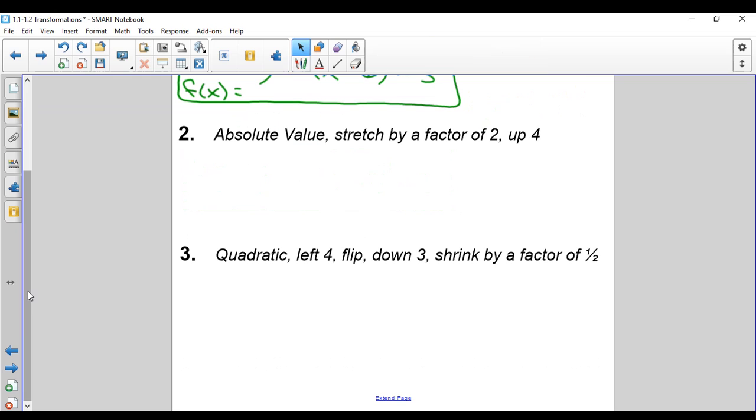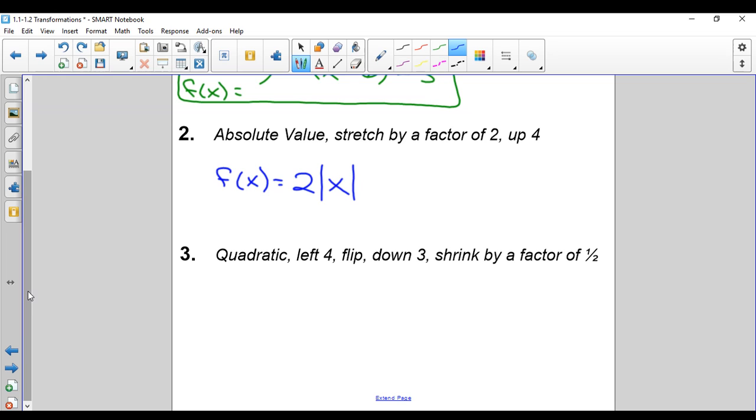Next one. Absolute value plus a stretch by a factor of 2. And then it also moves up 4. So I'm going to use f of x equals this time. There's a stretch, so that means that goes out front. That's an a value. There's no flip, so it's positive. That's all that's out front. We open up some absolute value bars. We put an x in there. There's no left or right movement, so that means there's nothing else with that x inside the absolute value bars. Then I move up 4, and the up 4 comes outside of the absolute value bars. That's all we have.